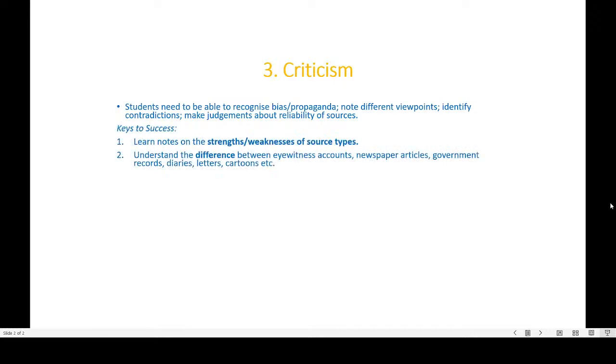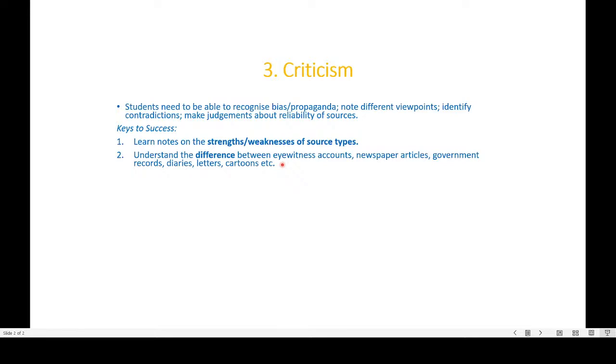The first one I always say to students is learn notes on the strengths and weaknesses of different source types. So understand the strengths of a newspaper as a source type, but also the weaknesses. The strength of a newspaper is that it gives us a good insight into public opinion at the time of the event. However, the weakness is that it's not an objective source type. It might contain bias, as the journalist writing might be from the unionist community himself.